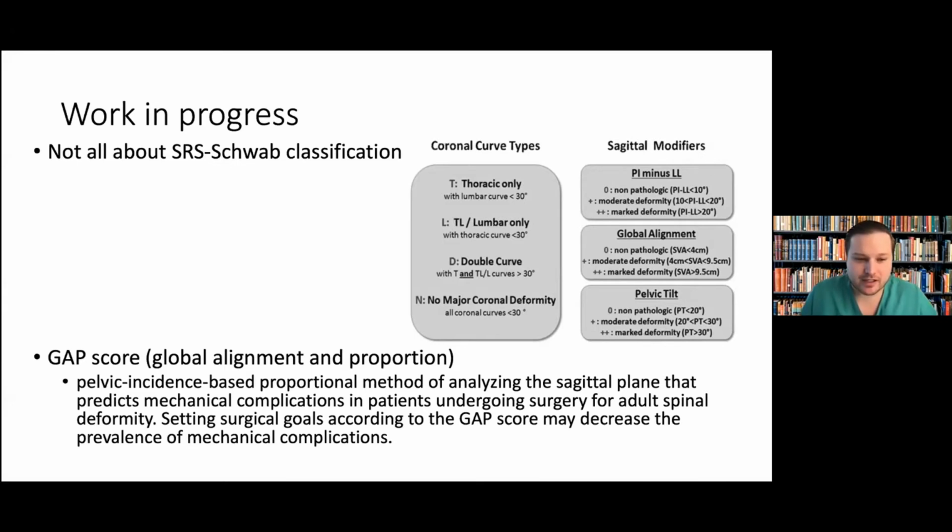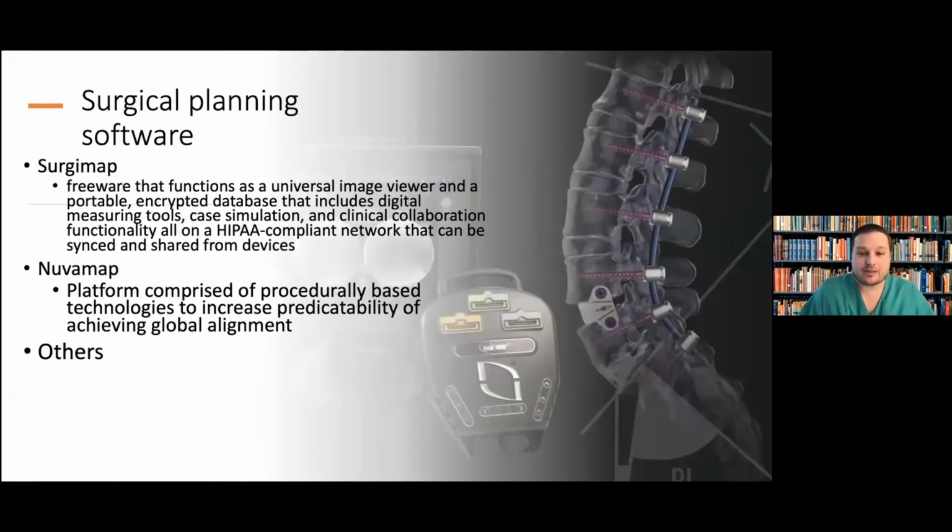And I include this slide in here to say that this is not a perfect system. It is a work in progress. There's still other systems being developed. And what I mentioned here is the Global Alignment and Proportion Score, where they're trying to find a way to prevent mechanical complications, particularly in adult spinal deformity. And the GAP score also isn't perfect. And there's been recent papers that have shown that it hasn't been able to be reproduced as well.